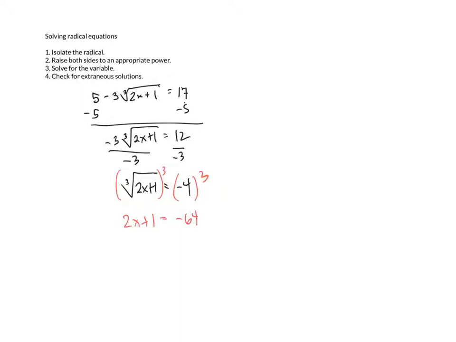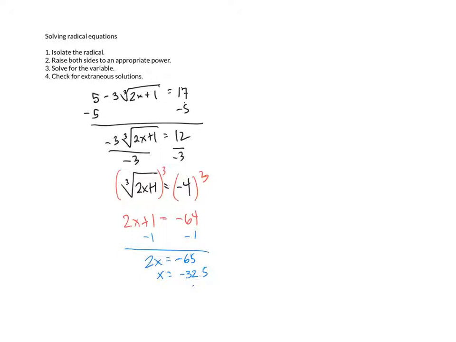So now I'm going to solve for the variable. I subtract 1 from both sides. That would give me 2x equals negative 65. And so x would be negative 65 over 2, which is negative 32.5. It doesn't matter if you leave a fraction or decimal. So now I need to check for extraneous solutions. I'll tell you that extraneous solutions are far more common when you have indexes of radicals that are even rather than odd, but it's good to get into the practice of checking.